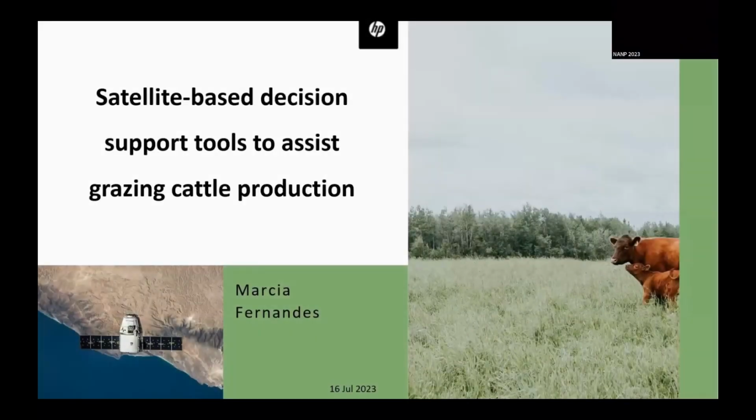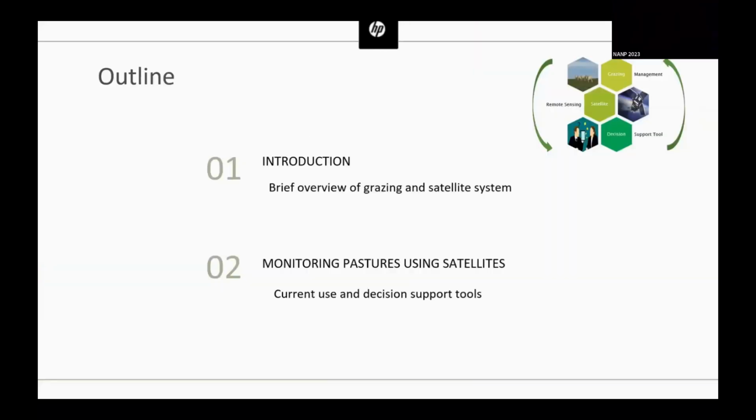My topic today will be about the use of satellites in grazing systems and how those models can be used to support decision support tools.